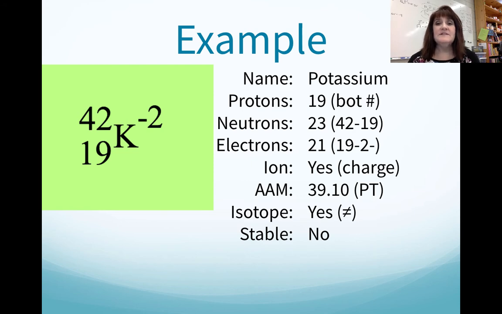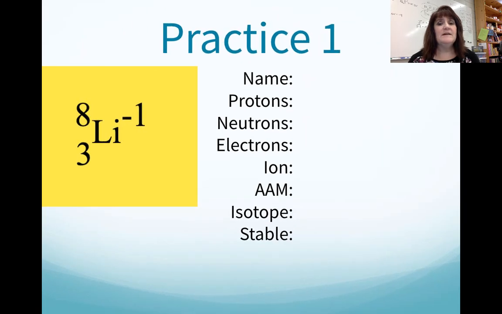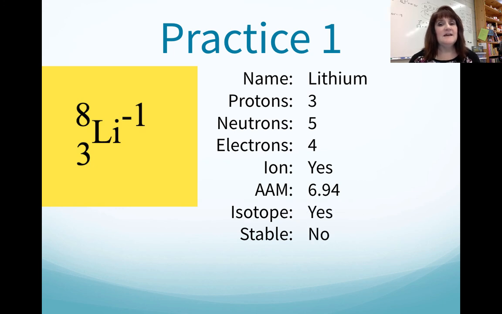Let's do a couple of examples together. Practice problem 1. Let's see if you can do this before I show you. Its name is lithium. There are 3 protons, 5 neutrons, and 4 electrons. This is an ion. The AAM is 6.94. This is an isotope and is not stable.